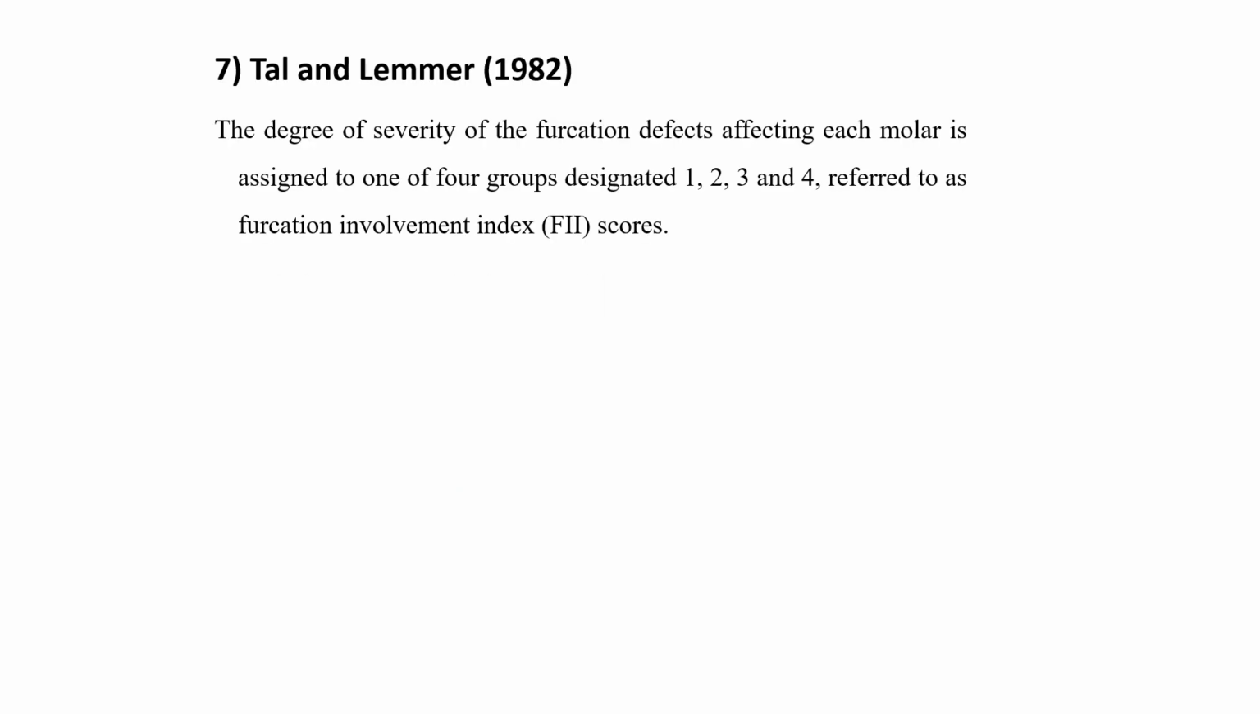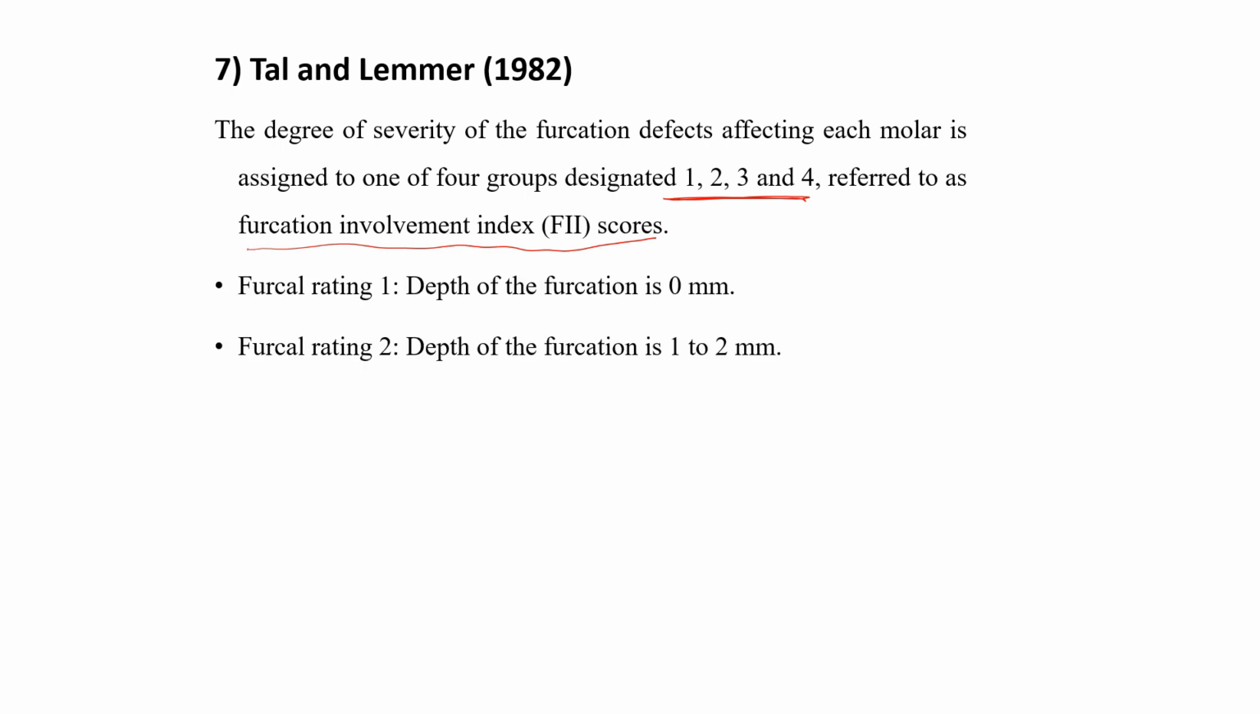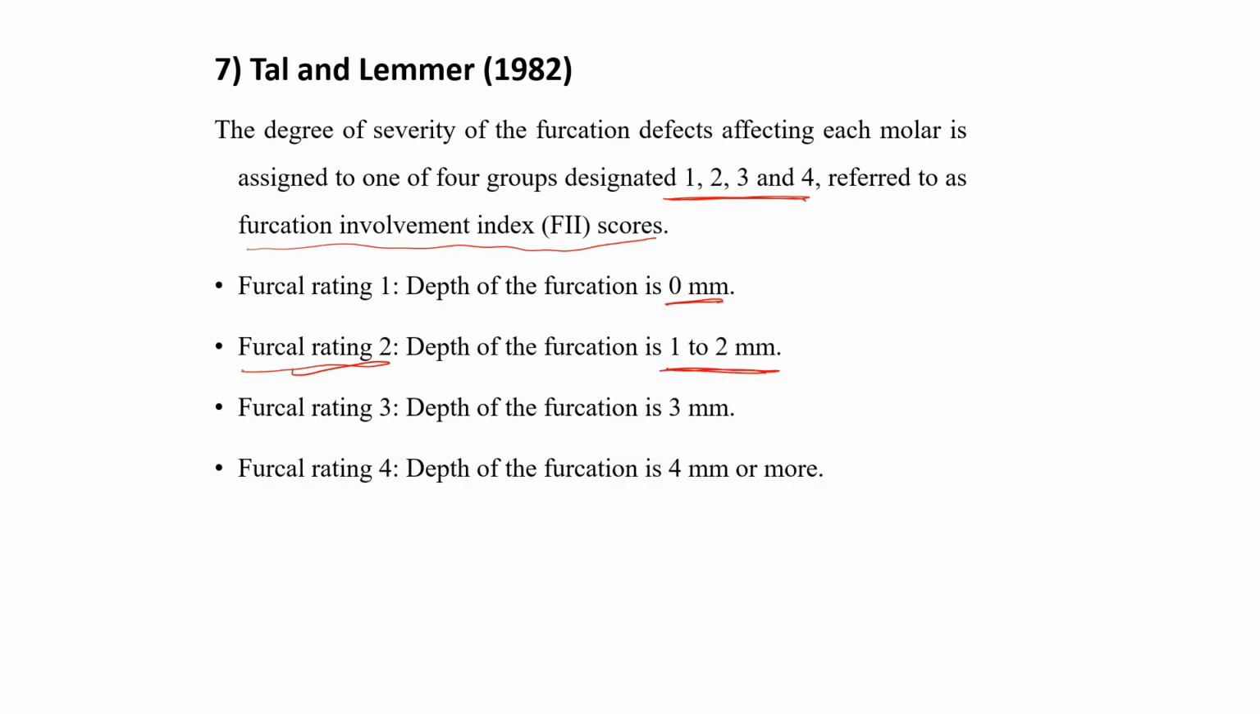Okay, now we come on to the classification given by Tarnow and Fletcher in 1984. According to them, they have classified the Furcation Involvement Index scores 1, 2, 3 and 4. Furcation rating 1, the depth of furcation is 0 mm. They have also given numerical measurements according to which we can rate them. Furcation rating 2 when the invasion is up to 1 to 2 mm, furcation rating 3 when the invasion of the furcation is up to 3 mm, furcation rating 4 when it is 4 mm or more.